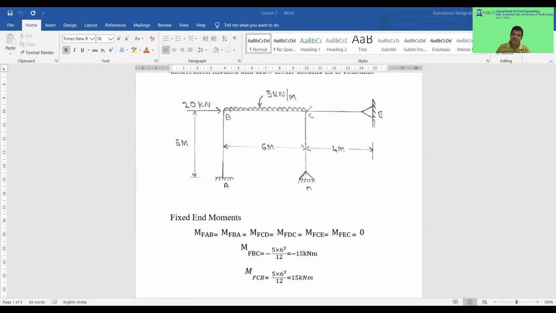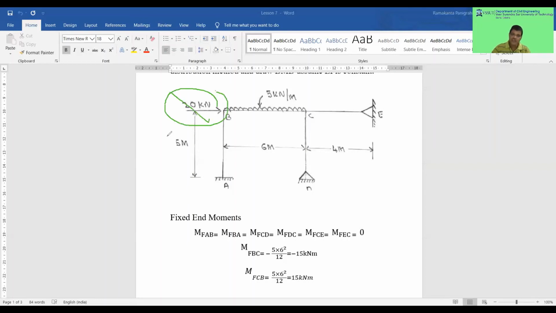Now fixed end moments will be only at BC. It will be a UDL, so MFBC will be minus WL square by 12, and MFCB will be plus WL square by 12. Now again you see there is a horizontal load given here, 20 kilonewton.